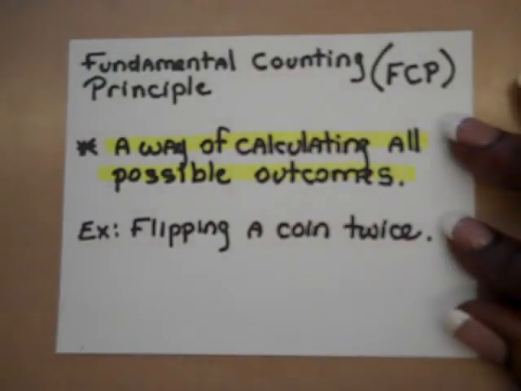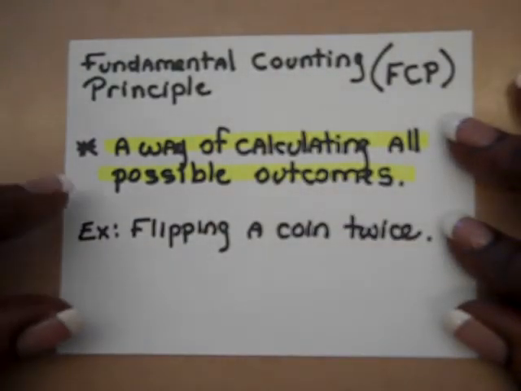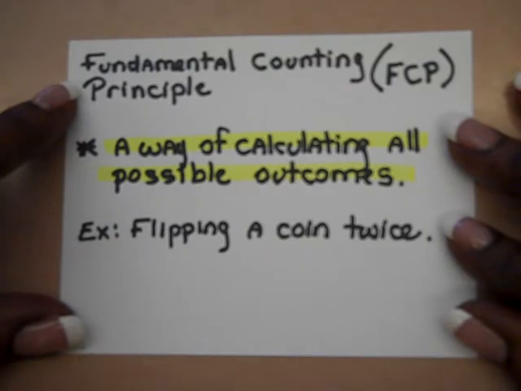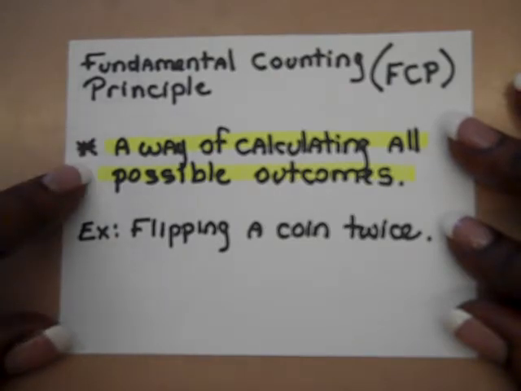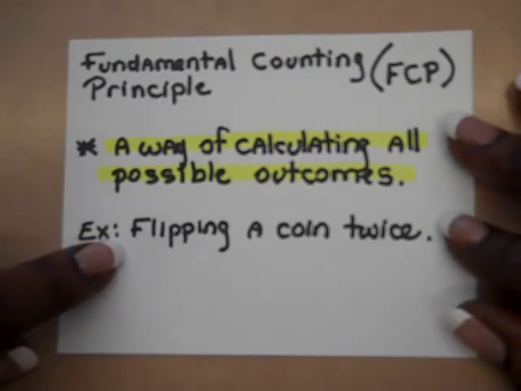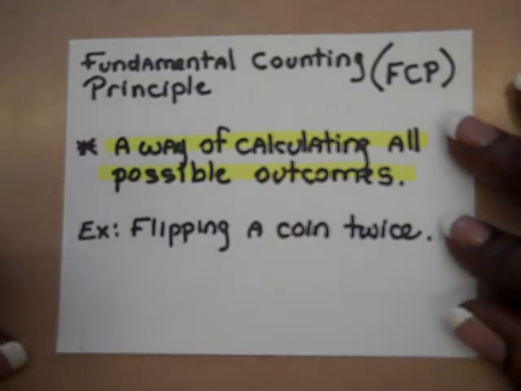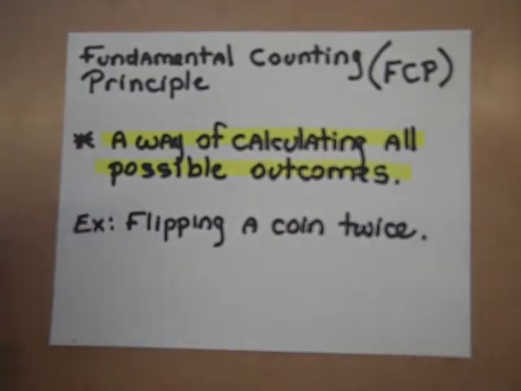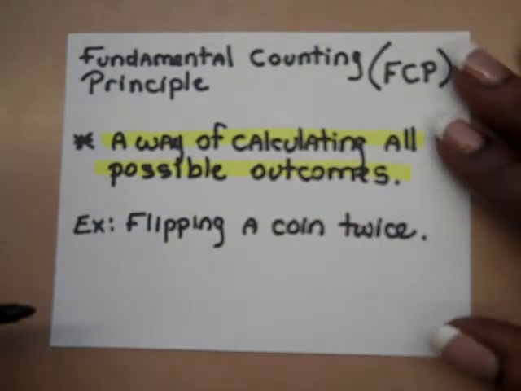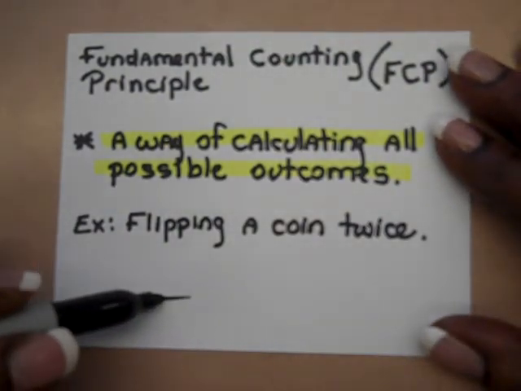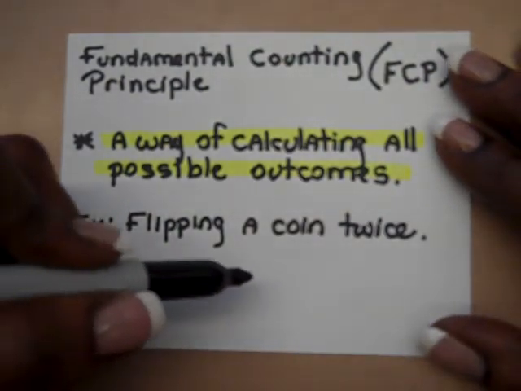Now, there is another method to calculating or counting outcomes, and that is something called the fundamental counting principle. Basically, it's a way of calculating all possible outcomes. So, using the same example, flipping a coin twice, I'll show you the steps on how to use the fundamental counting principle. First, you will calculate all of the possible outcomes in the first event.